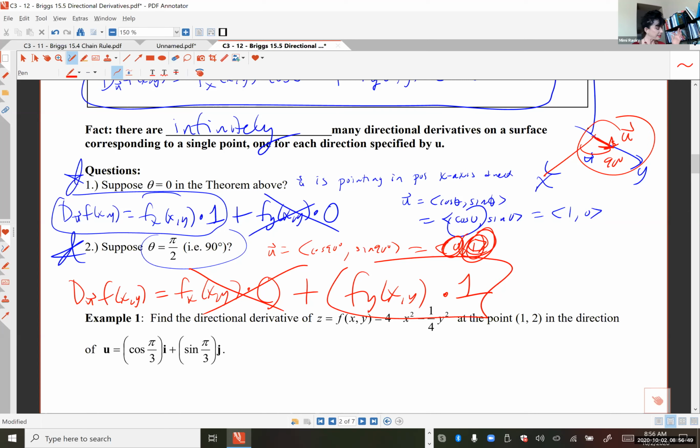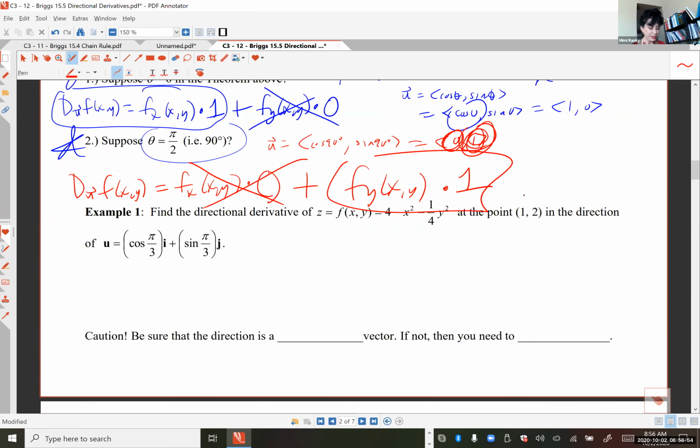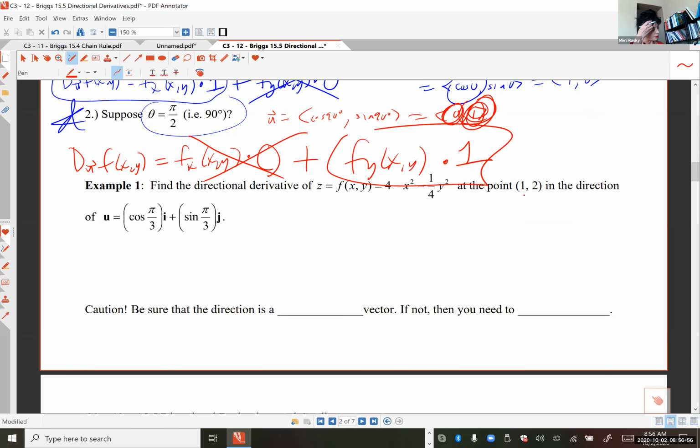I just did that to prove to you the formula does work. So now let's do an example. By the way, I'll never give you an example like this on a test, or well, I could, but it's just too easy. Too much information given to you for free.